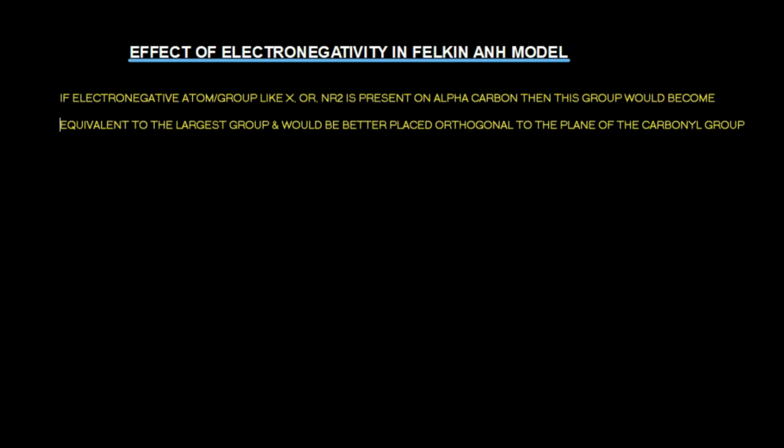But here you can see another very important concept is there. What is written here? Effect of electronegativity in the Felkin Anh model. So what is that effect which you need to understand? What is written here? If an electronegative atom or group like halogen or methoxy or ethoxy or NR2 groups are present on the alpha carbon atom, then this group would become equivalent to the largest group and would be better placed orthogonal to the plane of the carbonyl carbon.